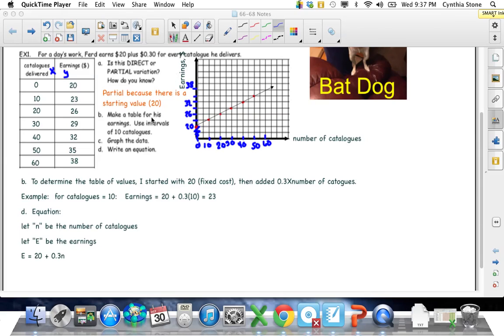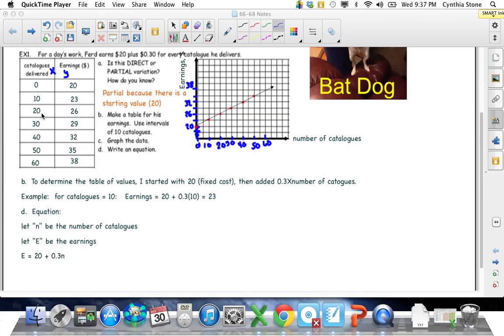And this is where I filled in right here. Well, I know that it's partial because there's a starting value. Because if he didn't earn this $20 up front, it was just 30 cents for every catalog, then it would be a direct relationship. But because he earns this, which he earns even if he doesn't deliver any catalogs, that makes it a partial variation. Okay? Part B then says make the table of values, and it says to use intervals of 10 catalogs.